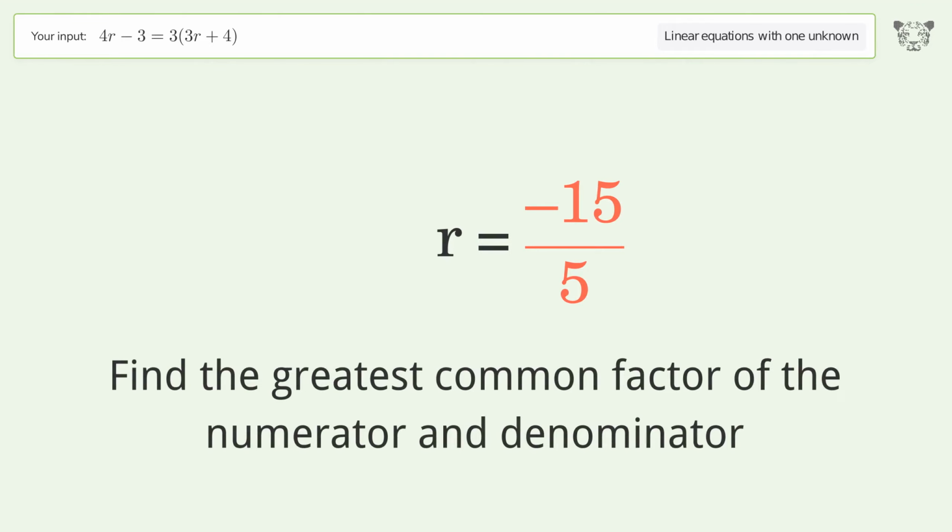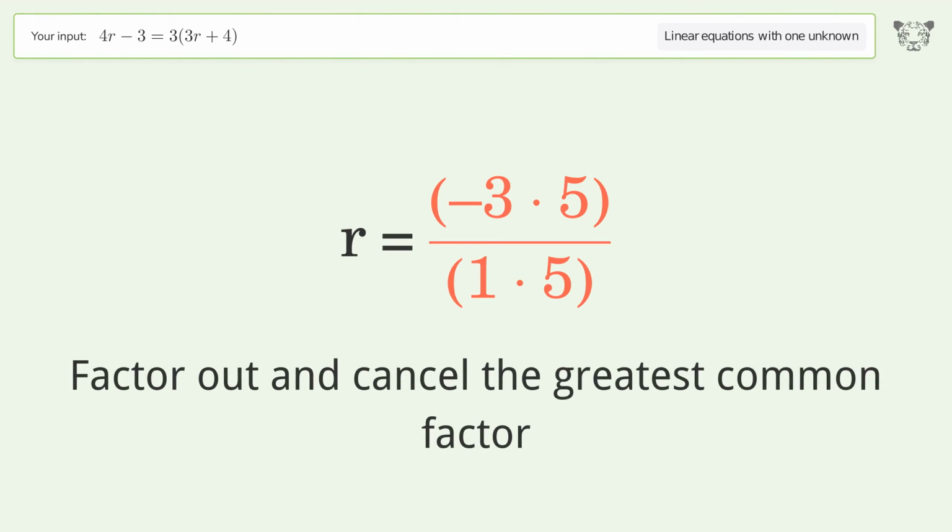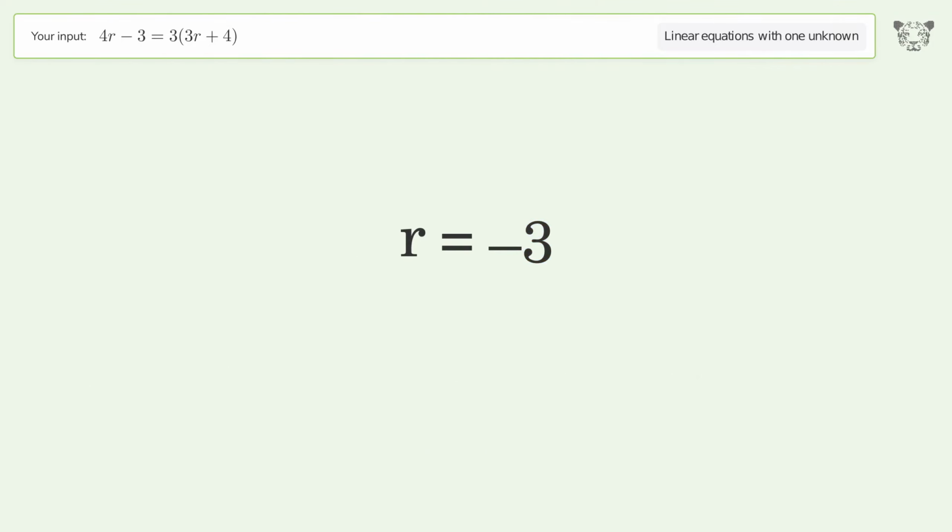Find the greatest common factor of the numerator and denominator. Factor out and cancel the greatest common factor. And so the final result is r equals -3.